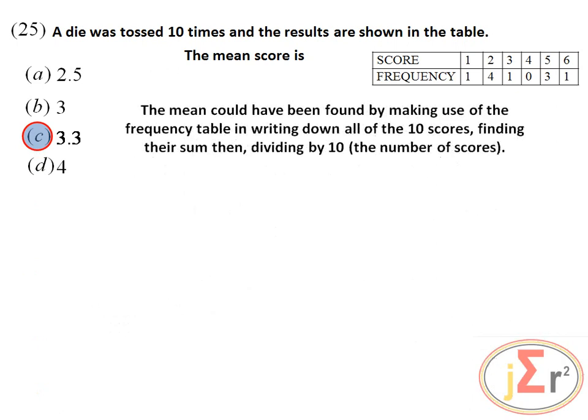The mean could have been found by making use of a frequency table, or by writing down all of the 10 scores, finding their sum, then dividing by 10, which is of course the number of scores. So we could have found the mean by making use of a frequency table. Of course we have a frequency table right there. So what do we know? There is only 1 1.